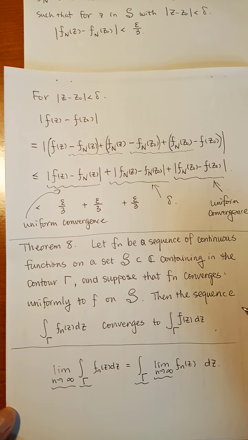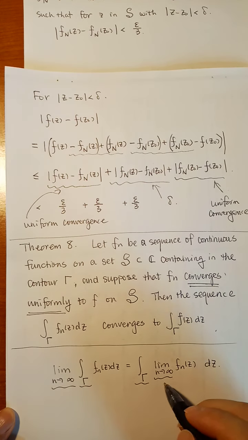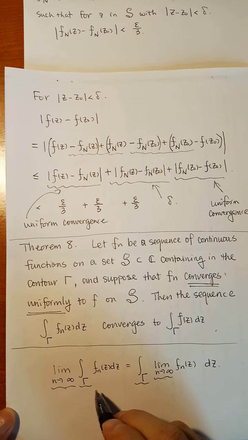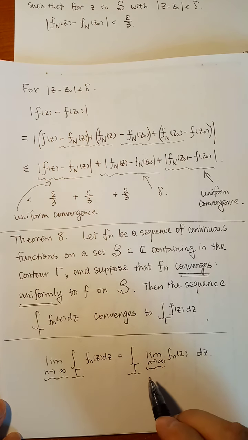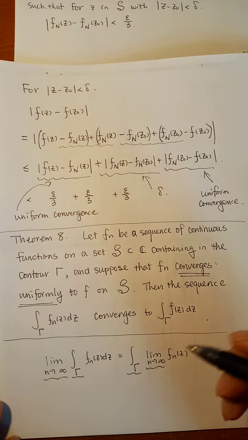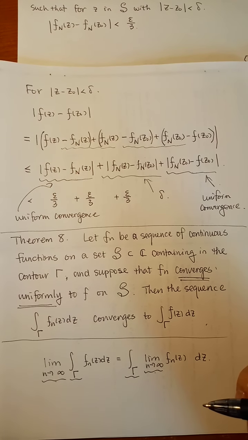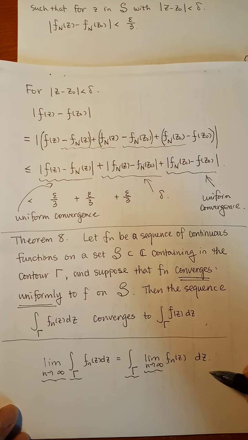So theorem 8 claims if you have uniform convergence, then this limit operation and integral operation can commute. Okay? So the limit operation and integral operation can commute. It doesn't matter which order you use. So that's what this theorem 8 means. Okay.